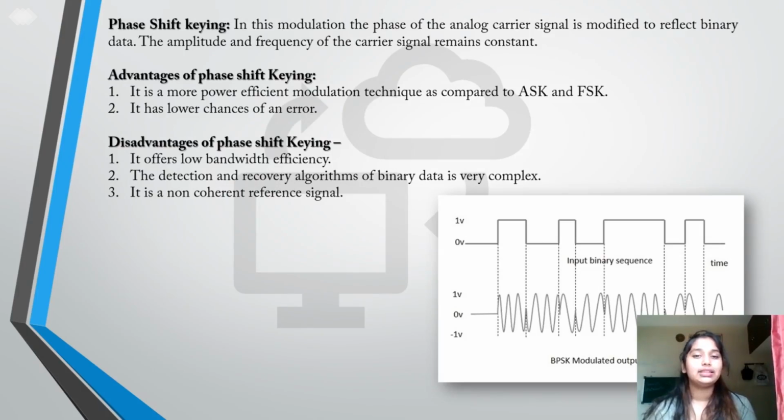Phase shift keying. In this modulation, the phase of the analog carrier signal is modified to reflect binary data. Advantages of phase shift keying. It is a more efficient modulation technique as compared to ASK and FSK. It has lower chances of an error. What's disadvantages? It offers low bandwidth efficiency. The detection and recovery algorithms of binary data are very complex and it is non-coherent in reference signals.